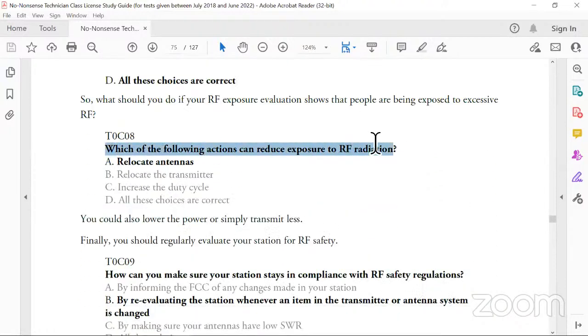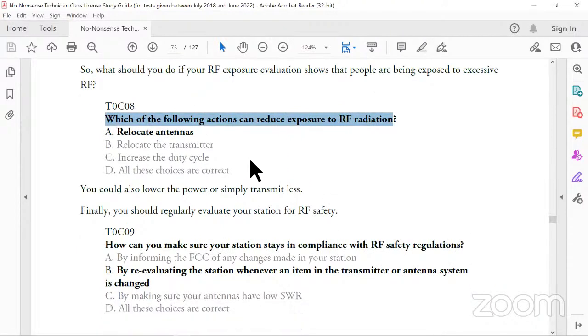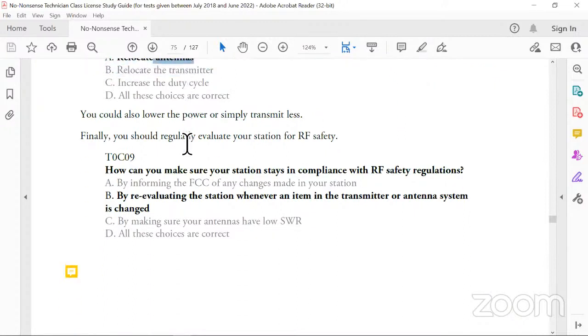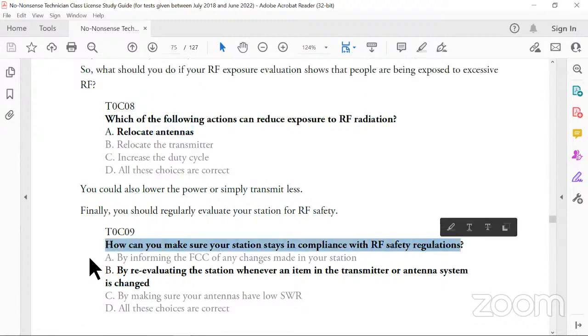Which of the following actions can be used to reduce exposure to RF radiation? Well, we can relocate the antenna, right? So that's the answer. And our last question for this evening: how can you make sure your station stays in compliance with RF safety regulations? Well, you can reevaluate the station whenever an item in the transmitter or the antenna system is changed.